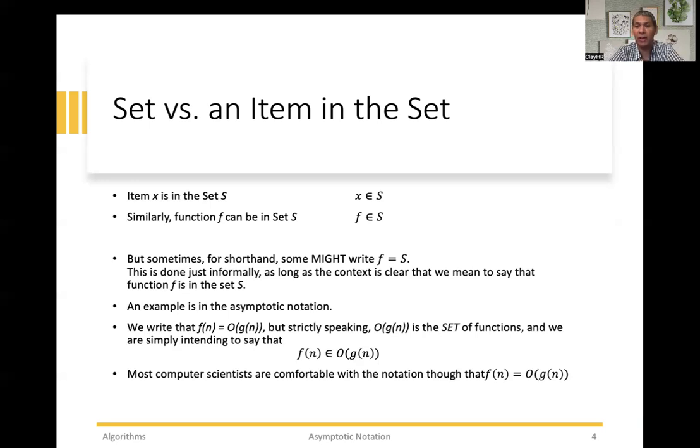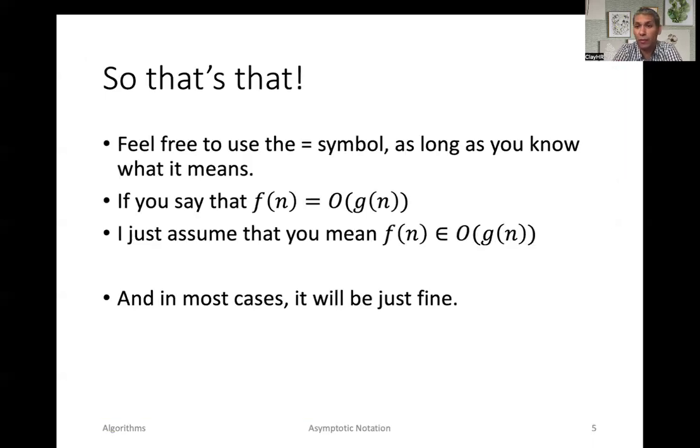The example we have in our context is in asymptotic notation. We say that f of n is equal to big O of g of n, but strictly speaking, big O of g of n is a set of functions. The set of functions that grows no faster than g of n. So what we are simply intending to say is that function f of n grows no faster than g of n, and therefore it is simply in the set big O of g of n. And most computer scientists are comfortable with the notation saying that f of n is equal to big O of g of n. Okay, so really that's that.